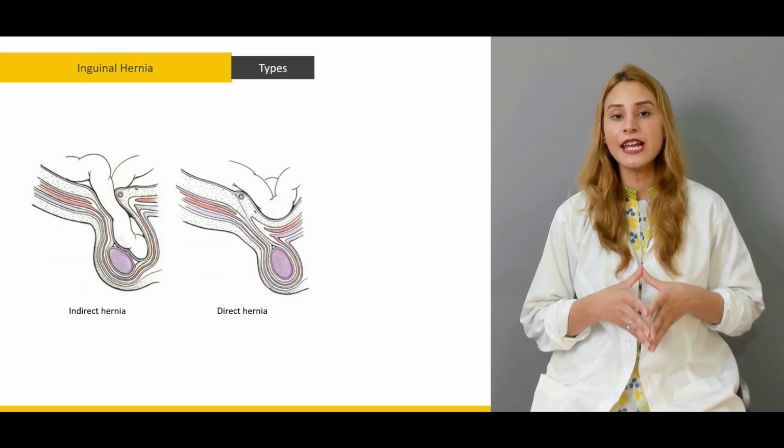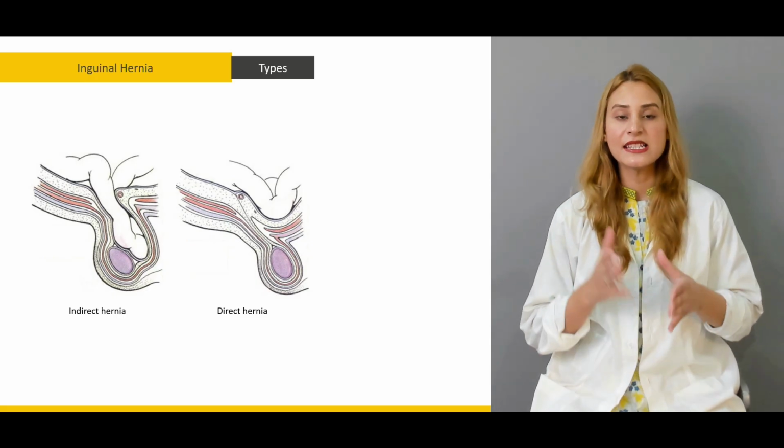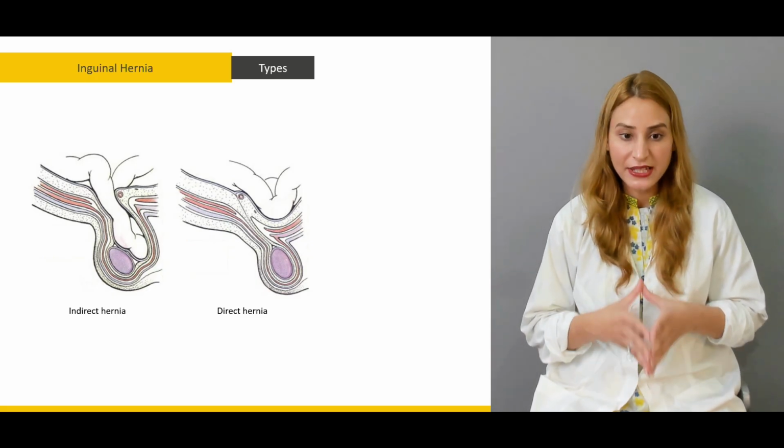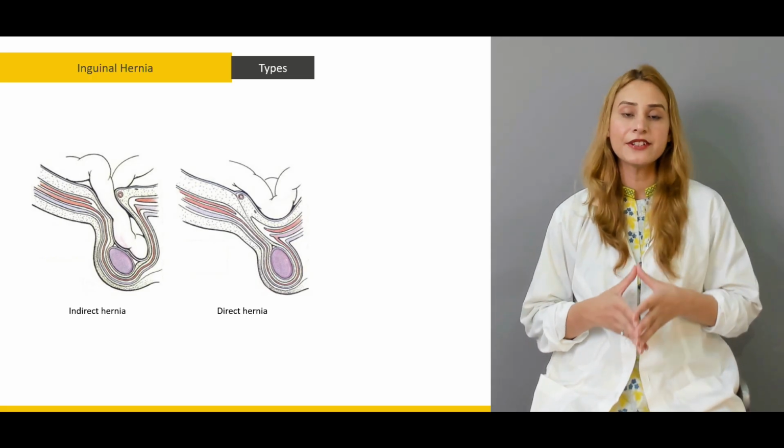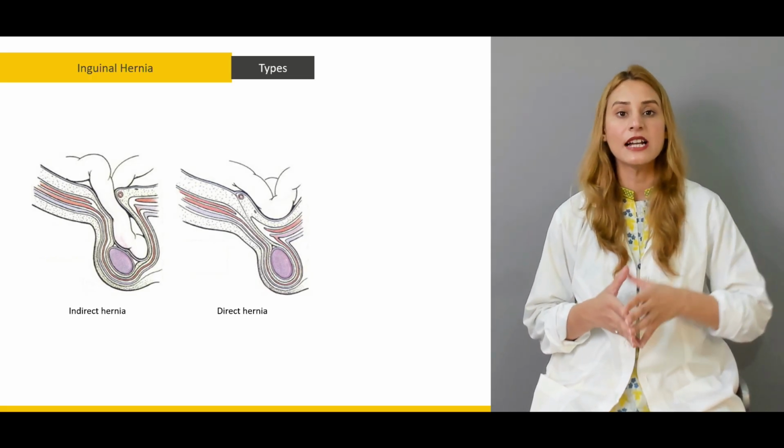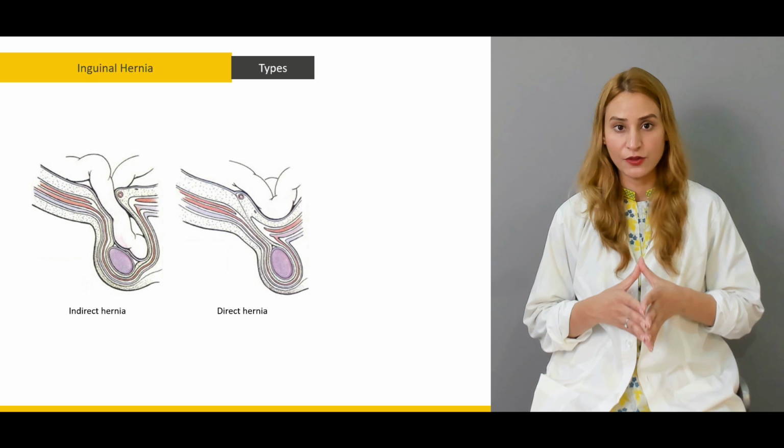The indirect hernia is more lateral because it is lateral to the inferior epigastric vessels, and the direct hernia is medial because it lies medial to the inferior epigastric vessels, right?